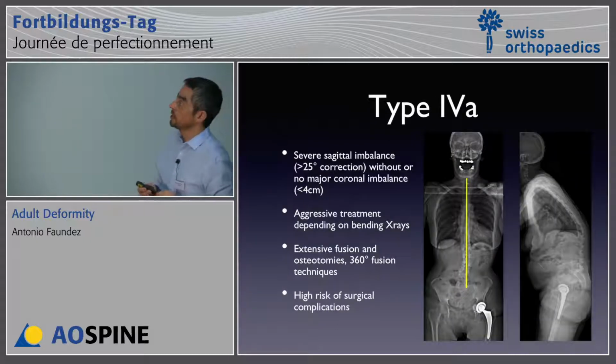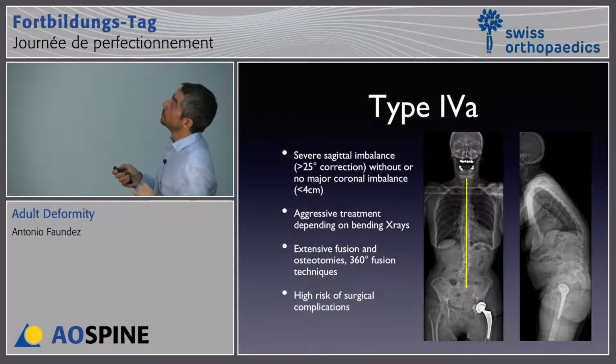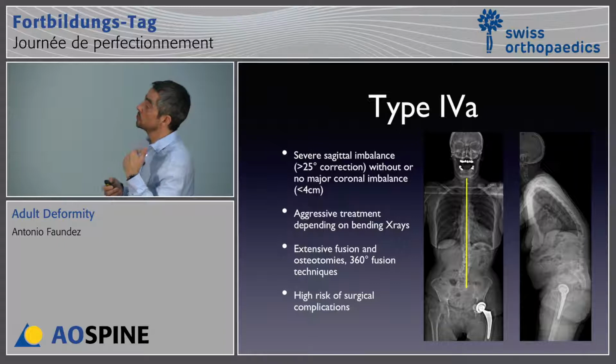Type 4A is a deformity with very important kyphotic deformity in the sagittal plane, where you need to do a correction of over 25 degrees. So in this case, you need aggressive treatment. It's not imbalanced in the coronal plane, but you need to perform extensive fusion with 360 degrees fusions, so anterior and posterior.